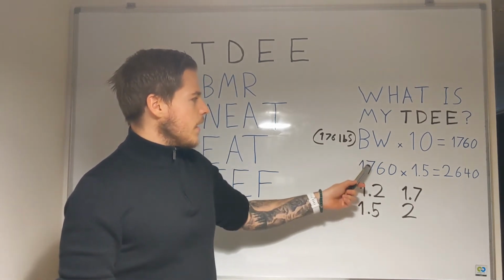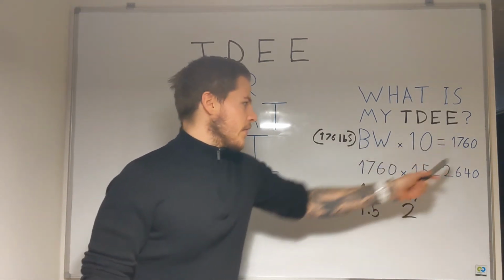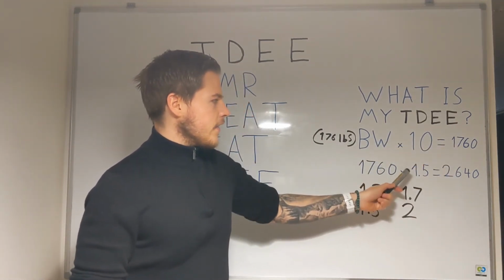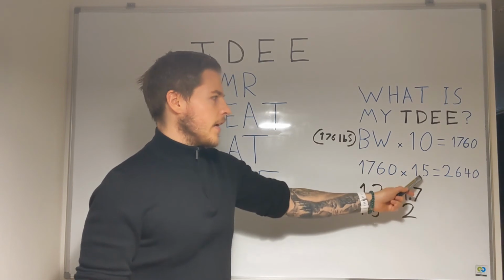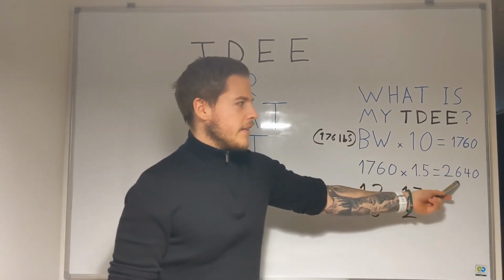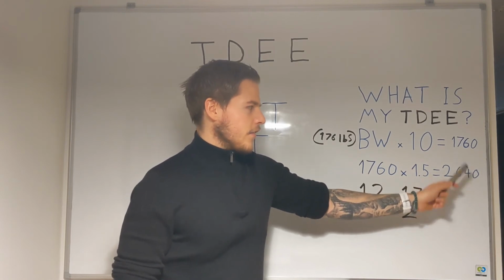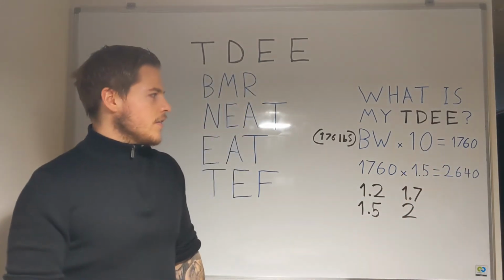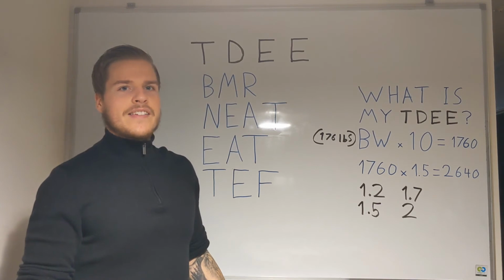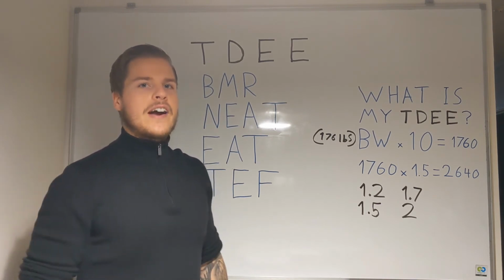So I take my body weight times 10, then I take it times 1.5 because that is my activity level, and then I get my maintenance calories. So my maintenance calories is 2,640. Now what do we do with that? That totally depends on our actual goal.